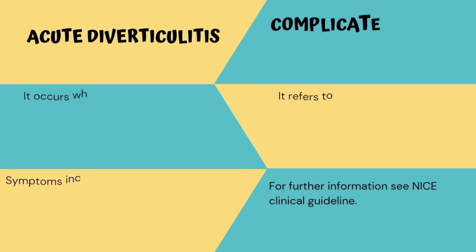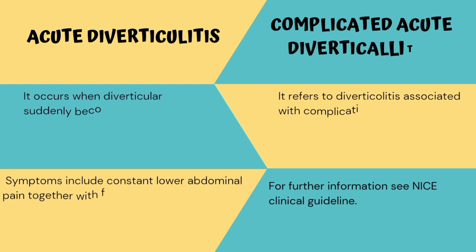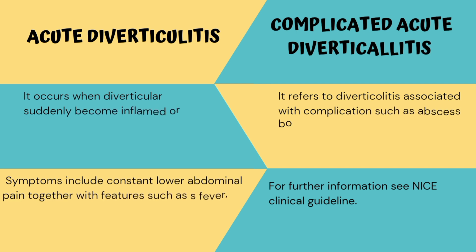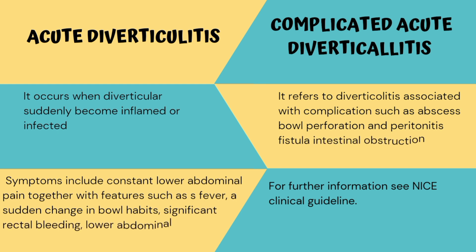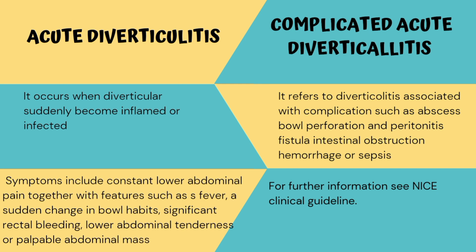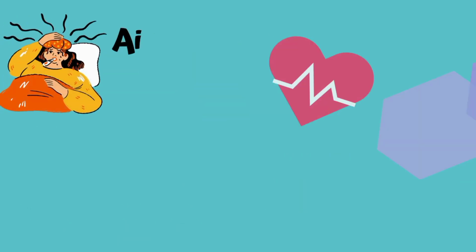And in diverticulitis, we have two further conditions: acute diverticulitis and complicated acute diverticulitis. When a diverticulum suddenly becomes inflamed or infected, it's acute diverticulitis. And when it is associated with complications such as abscess or bowel perforation, then it is known as complicated acute diverticulitis.